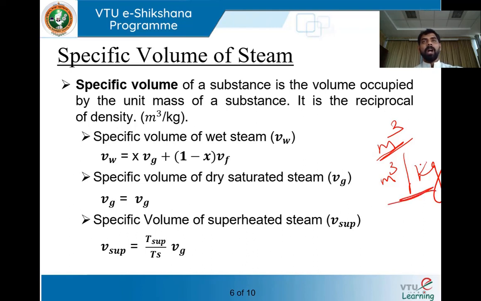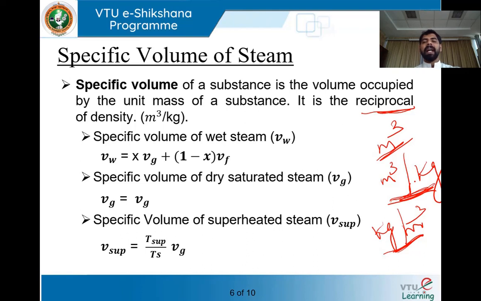Specific volume is how much volume any substance occupies per unit mass, per kg. So it is just the reciprocal of the density. Density is mass per unit volume. If I take 1 meter cube of air or 1 meter cube of water, what is the mass of it? That is density. But specific volume is just the reverse. You can see the units: density is kg per meter cube, whereas specific volume is meter cube per kg.